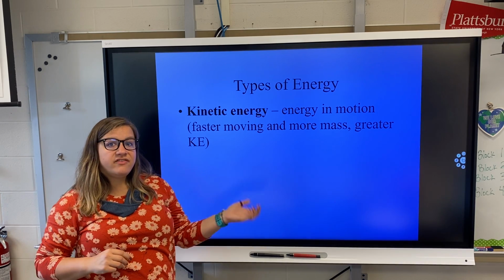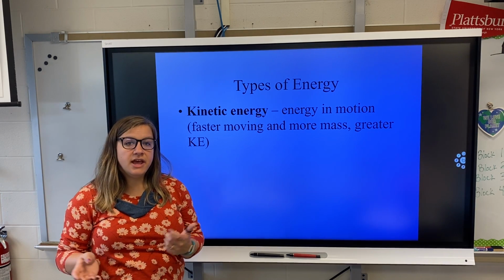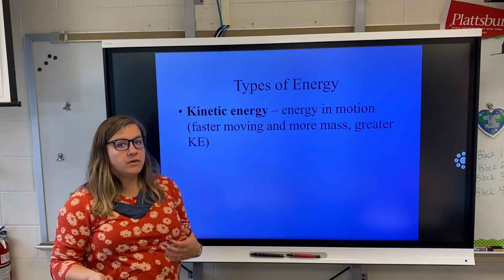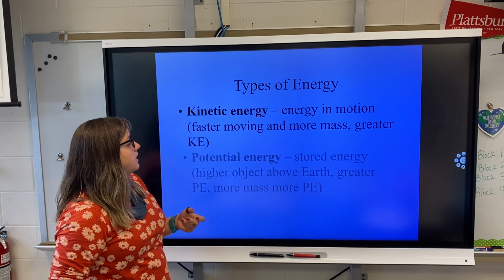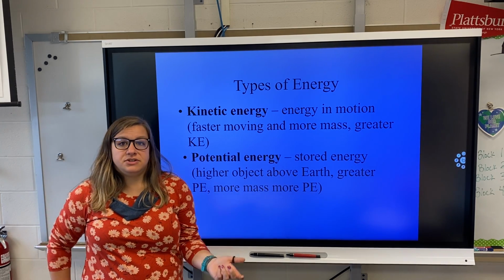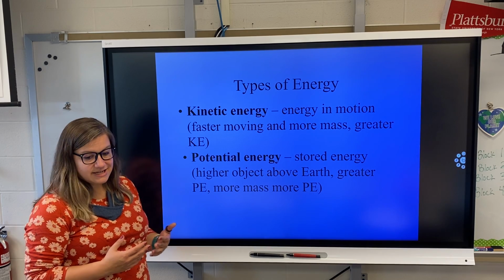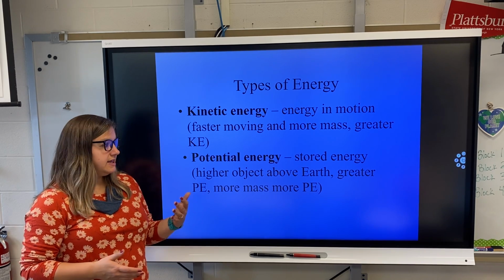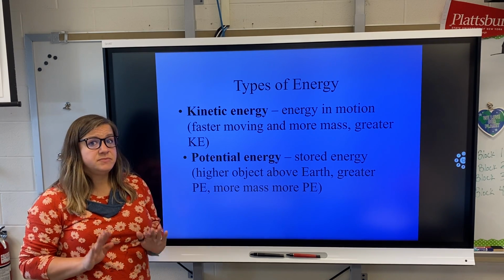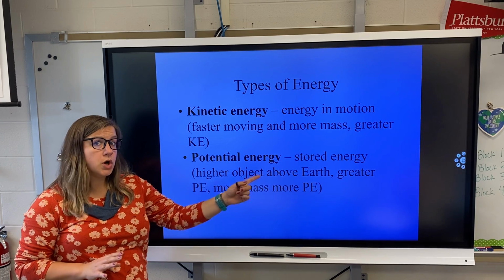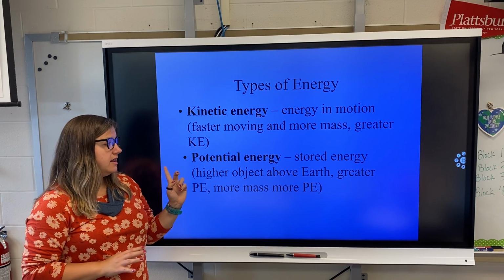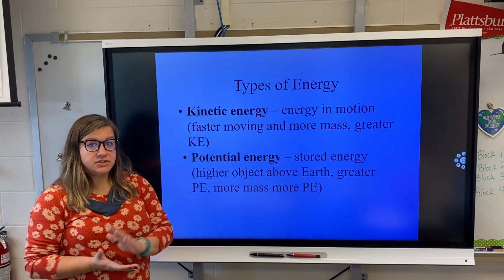If something's moving faster, it has a higher kinetic energy. If it's moving slower, it has a lower kinetic energy. The other type of energy is potential energy. Anything that is sitting on a counter, anything that is kind of sitting still, it has potential energy. It's stored, but there's different levels of potential energy.